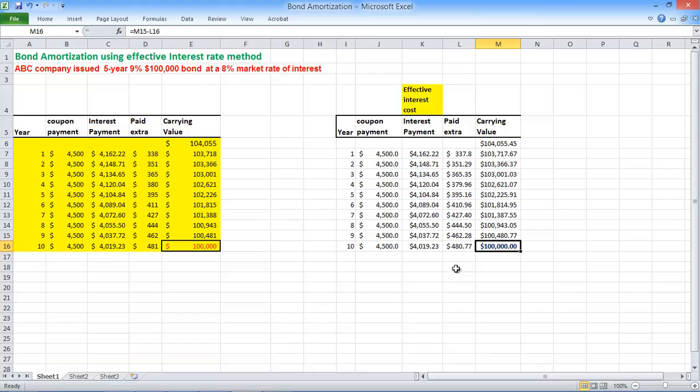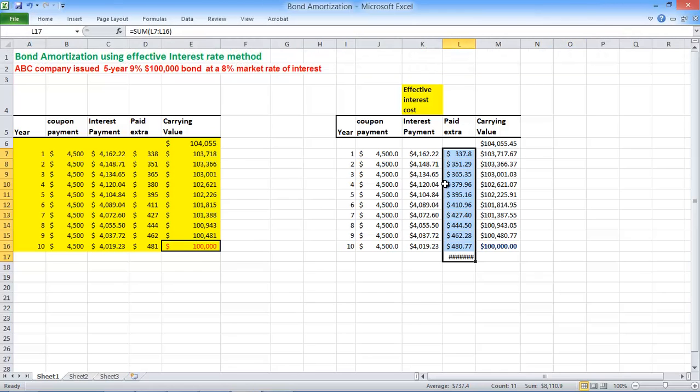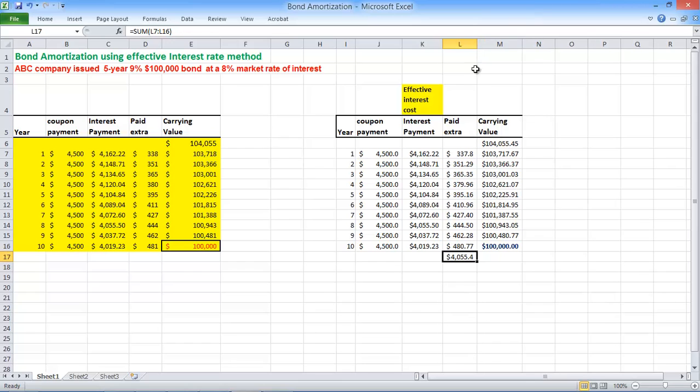The next interesting thing is, what if you add these? Let's see what the amount is. You have 4,505. So this is equal to this minus this. Both of them are equal. And I'll show you in the next video what this is effectively saying. Thank you for watching.